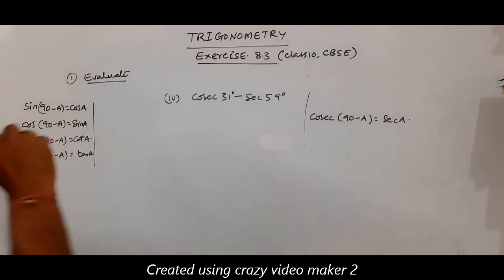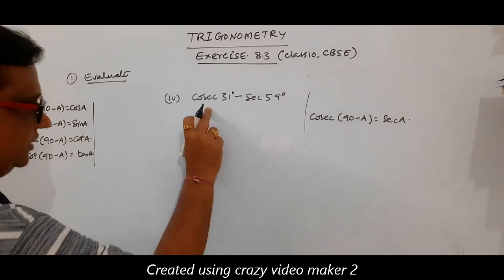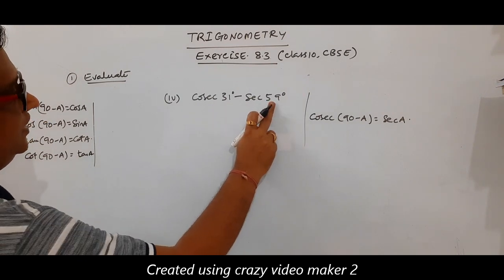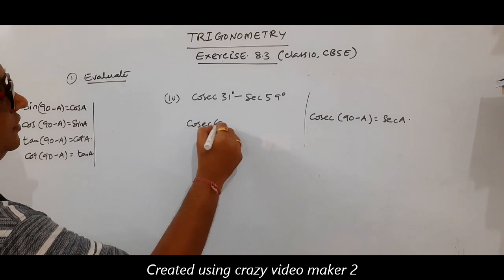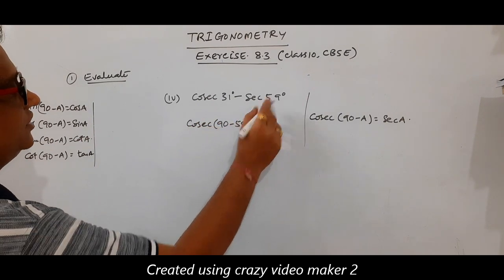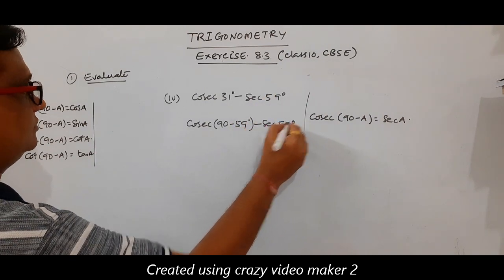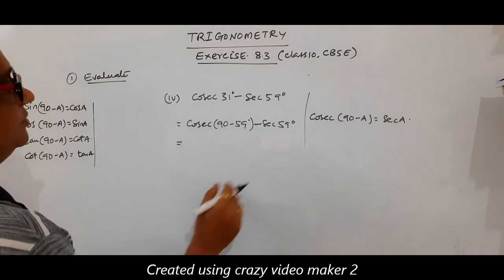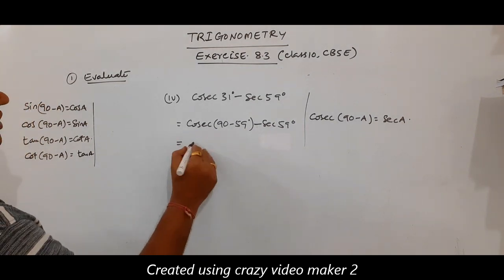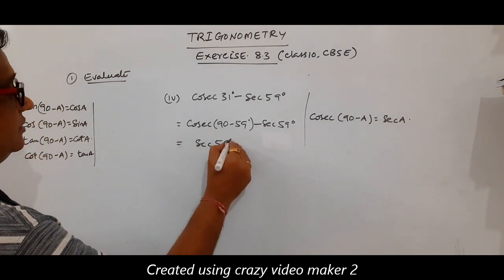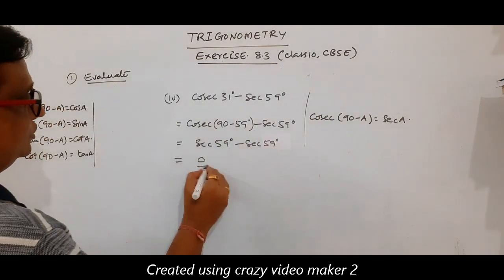In the fourth question, cosecant 31 minus secant 59. Either this one or this one, so I am going to take this as A, and this one is 90 minus A. So cosecant(90 minus 59), because A is 59, minus secant 59. Cosecant(90 minus theta) equals secant theta. So here secant 59 degrees minus secant 59 degrees, both are same. So 0 is the answer.